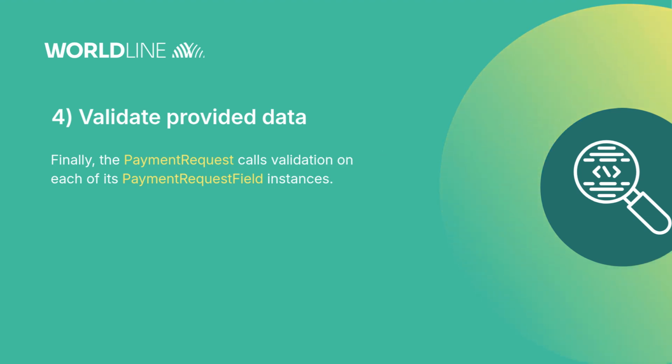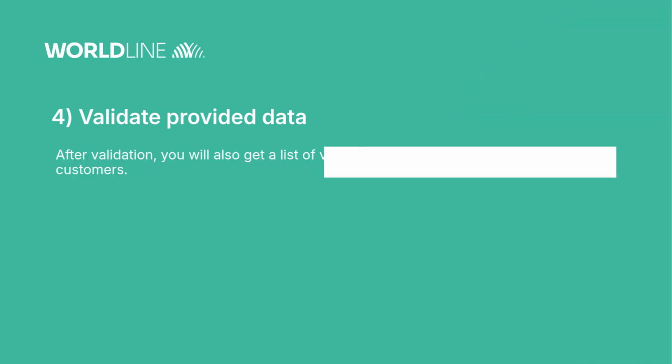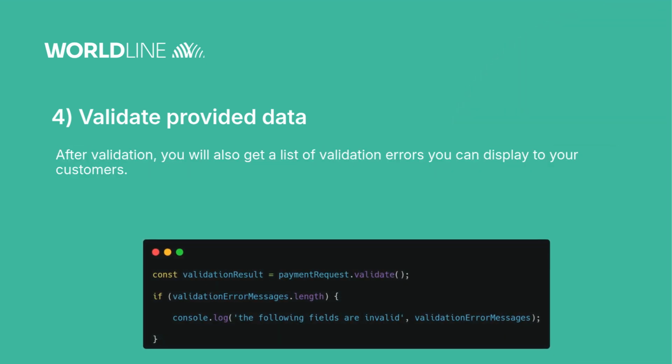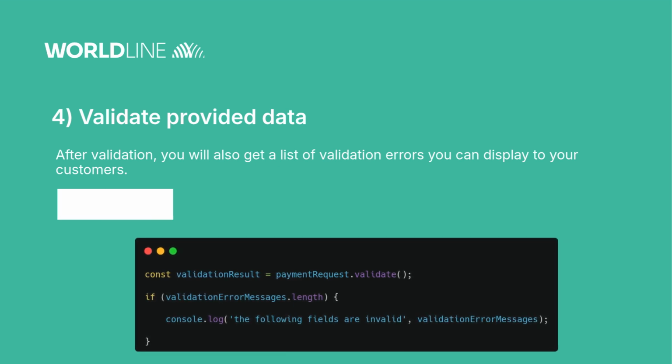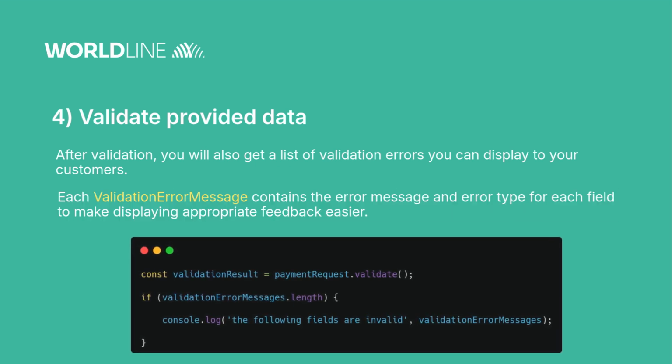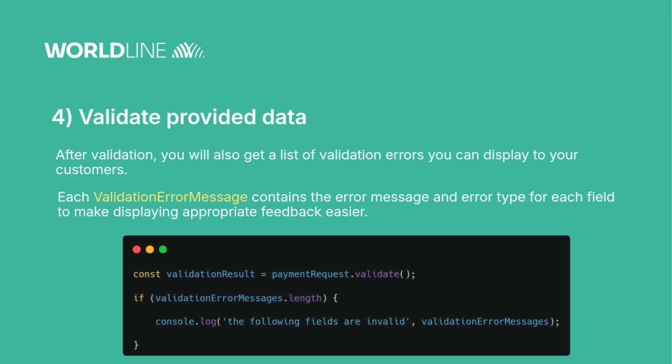Finally, the payment request calls validation on each of its payment request field instances. These use their internal validation logic to verify that field values meet all requirements for a specific card type and merchant settings. After validation, you will also get a list of validation errors you can display to your customers. Each validation error message contains the error message and error type for each field to make displaying appropriate feedback easier.